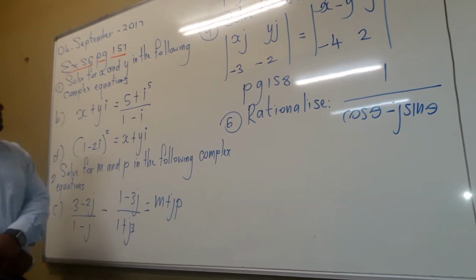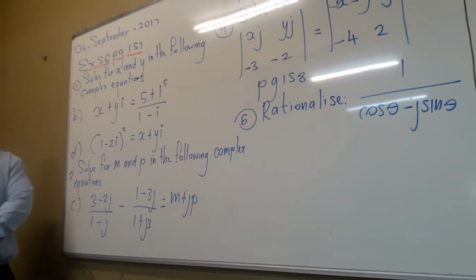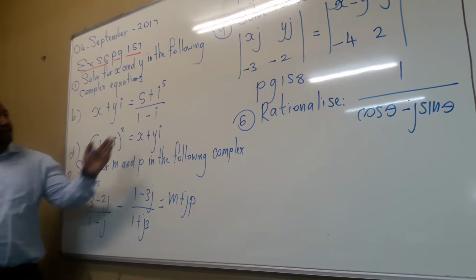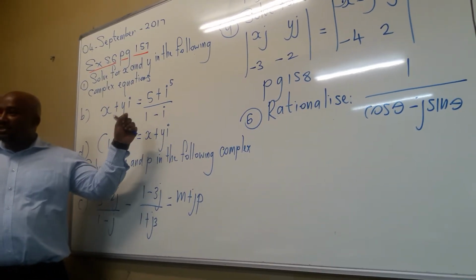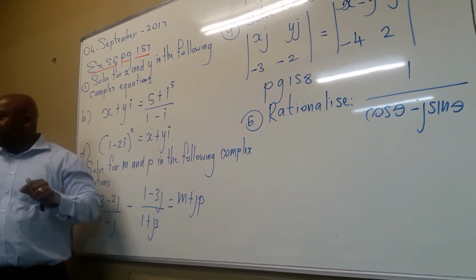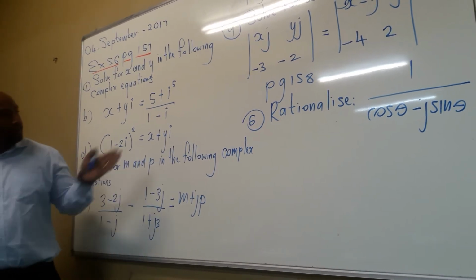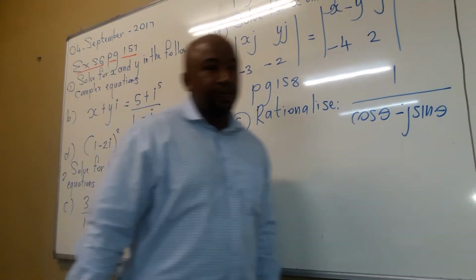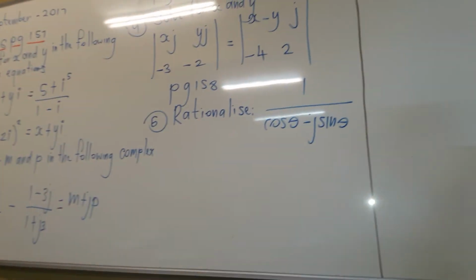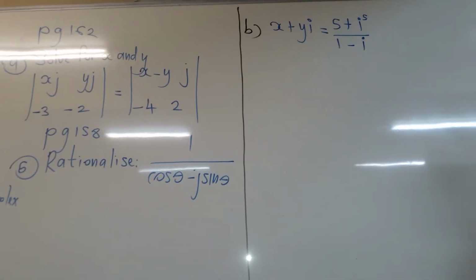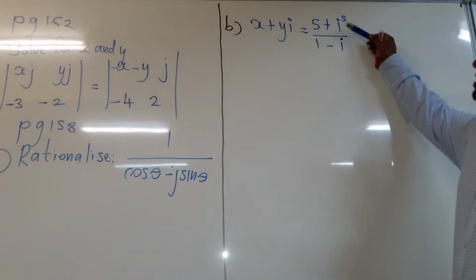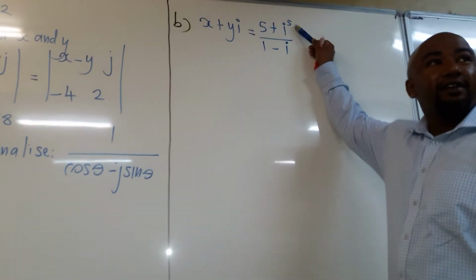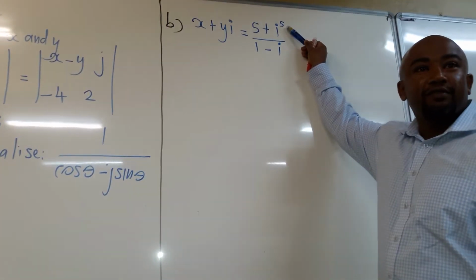Yeah, okay, so here we are dealing with complex equations. Now remember that I is sometimes used instead of J. Okay, so here, let's have a look at the first one we have here. What we can do first is simplify I to the power 5.